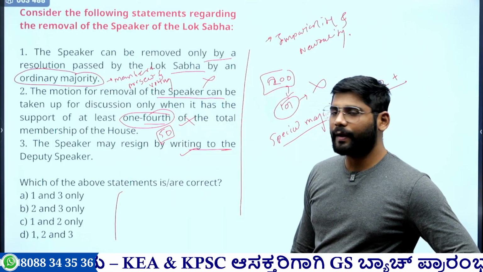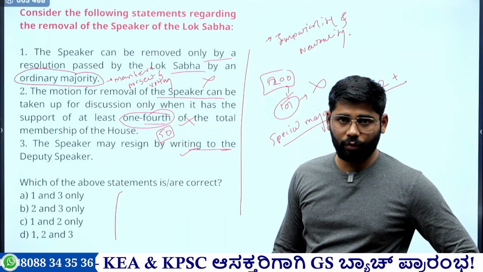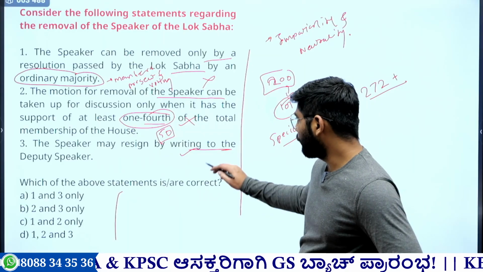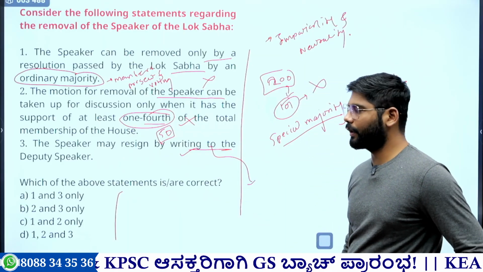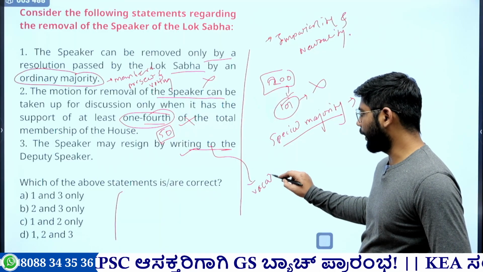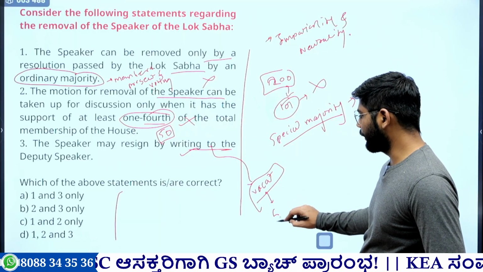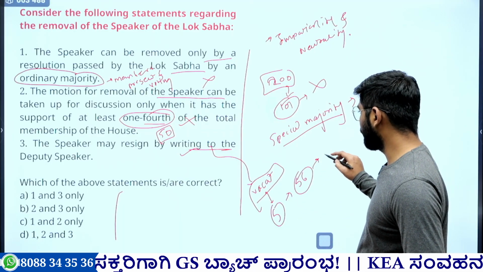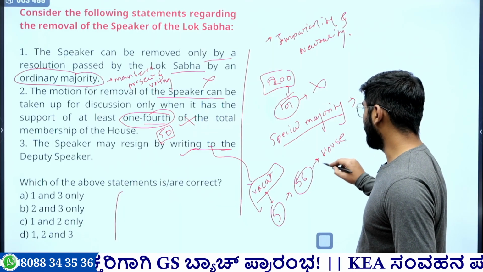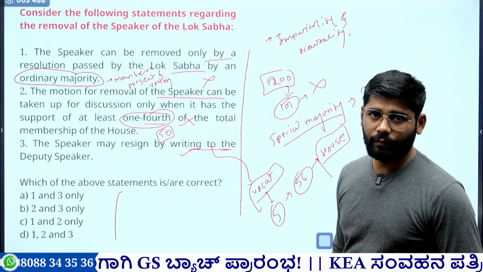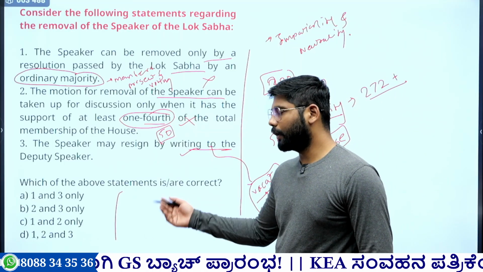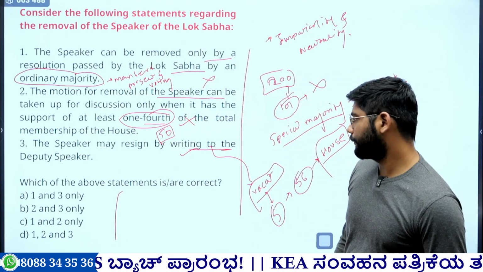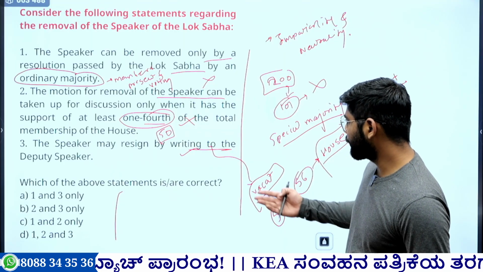Now there is one scenario: the office of Deputy Speaker is not present in the House, in the Lok Sabha. So to whom will the Speaker resign? I told this in the first session itself. When the office of Deputy Speaker is vacant, the Speaker will give his resignation to the Secretary General of Lok Sabha, and the Secretary General will put this resignation before the House, and the House will accept it. This is the alternative already present in the Rules of Lok Sabha, not in the Constitution. So the correct option is 3 only.